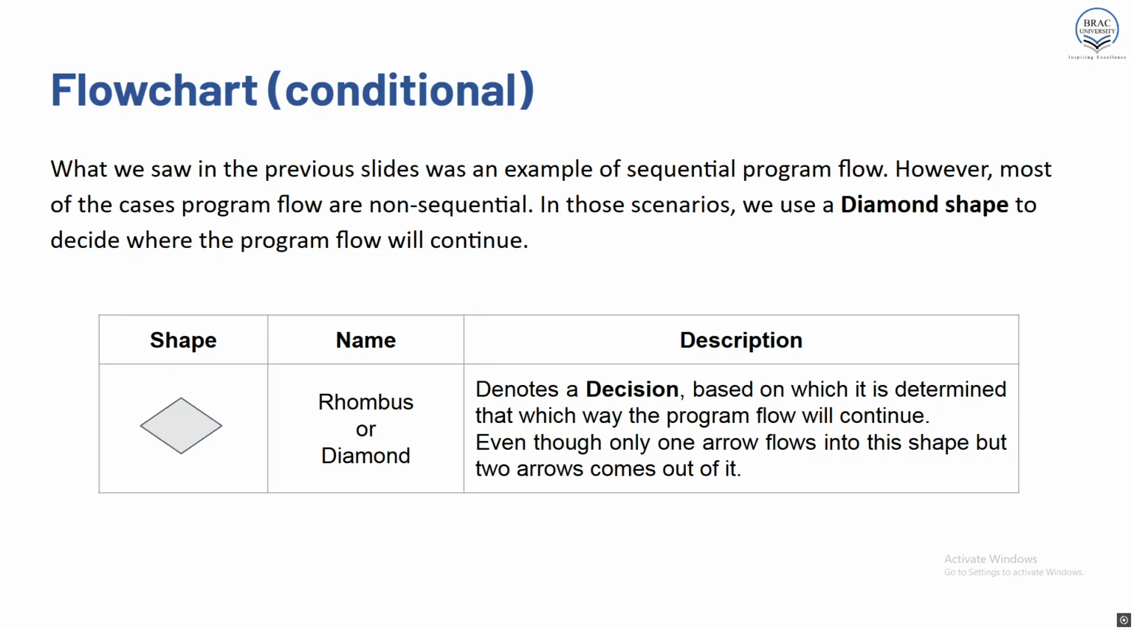It is an exceptional shape in comparison to the shapes that we have seen in the last video. All of the shapes which were shown in the previous video take only one arrow in and reflect only one arrow out. On the other hand, in this diamond shape or rhombus shape, although only one arrow flows into it, two arrows come out of it.